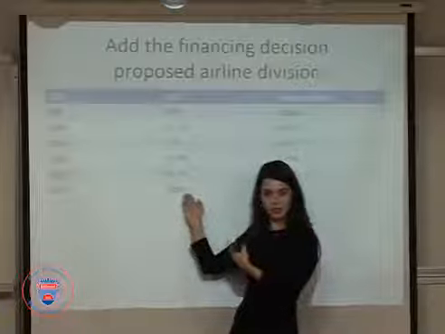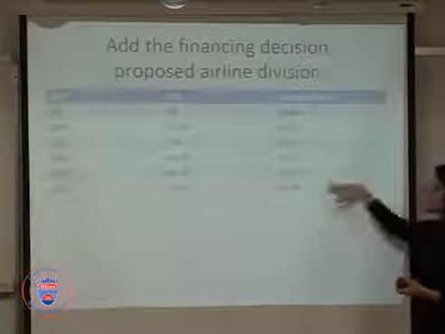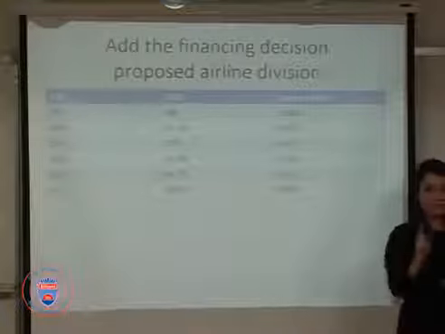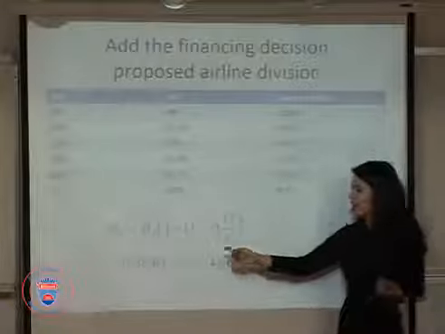50 over 50 will be 1. Okay, this is how we calculate those. Then I'm going to find levered beta, equity beta. How am I going to do it? I'm going to use the same formula.